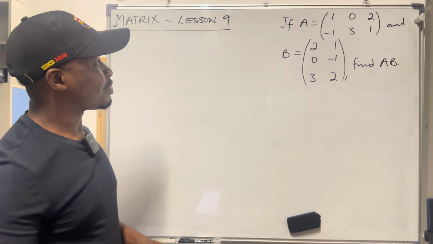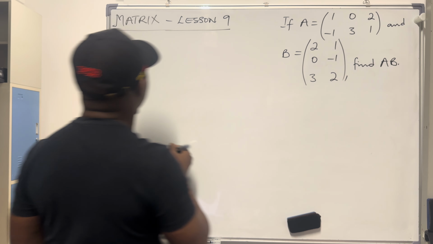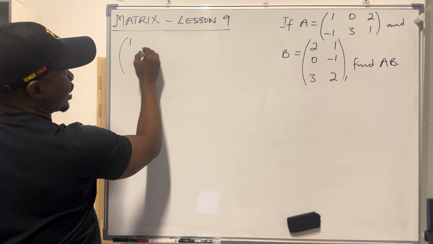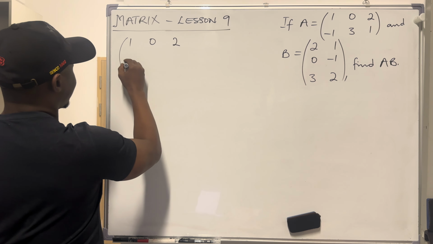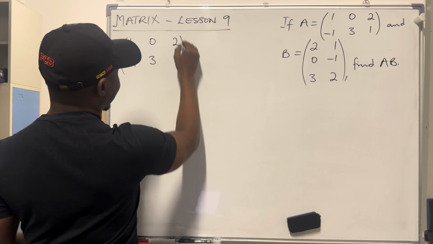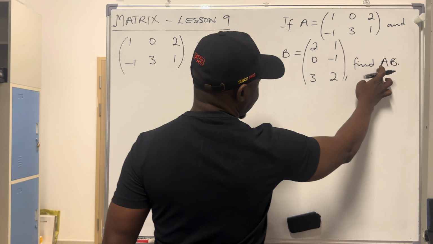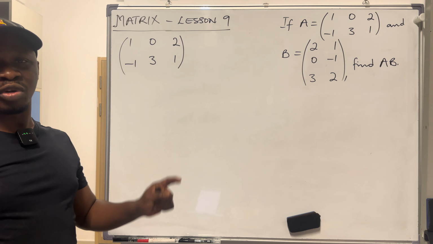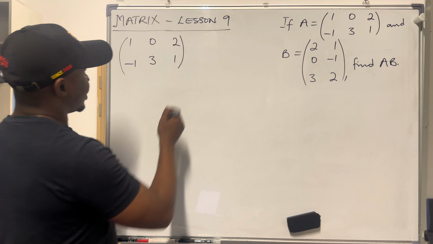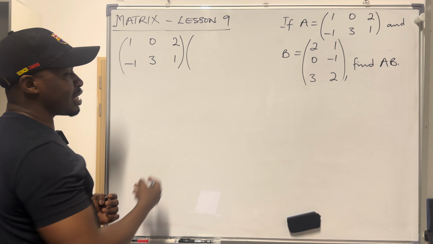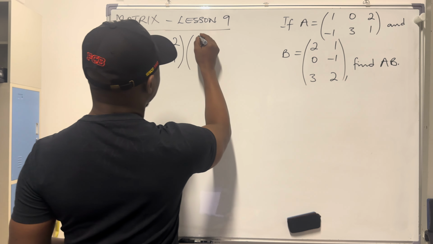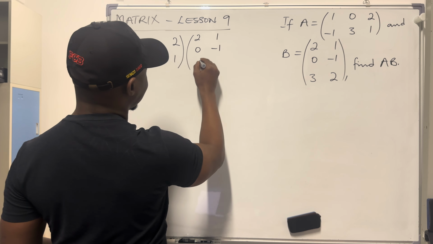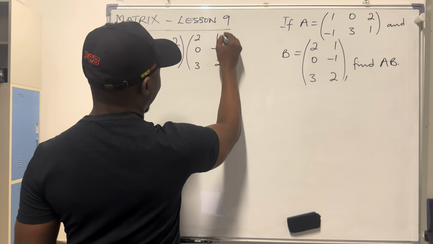There is a condition. Now, matrix A is given as 1, 0, 2, minus 1, 3, 1. Because AB means A times B, and when multiplying matrices, we don't write the multiplication symbol between them. Intentionally, we don't write anything between them. So B is 2, 1, 0, minus 1, 3, 2.